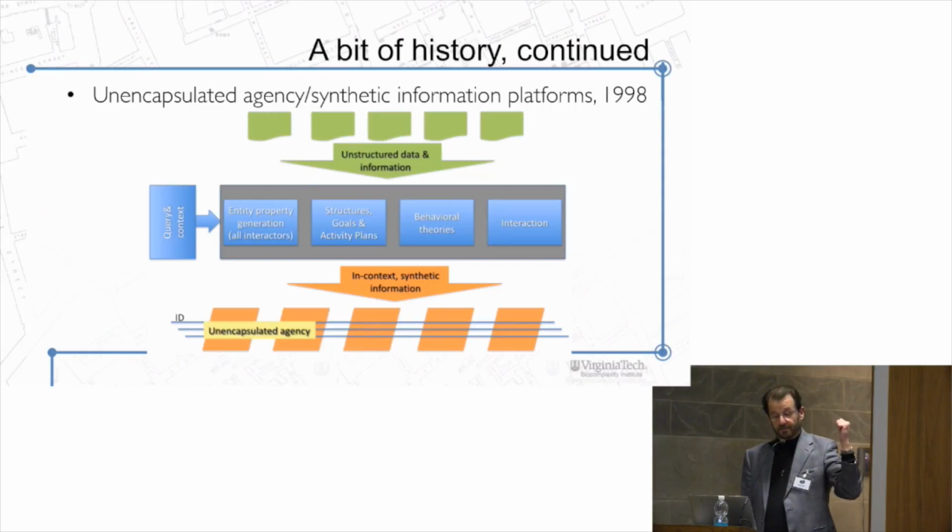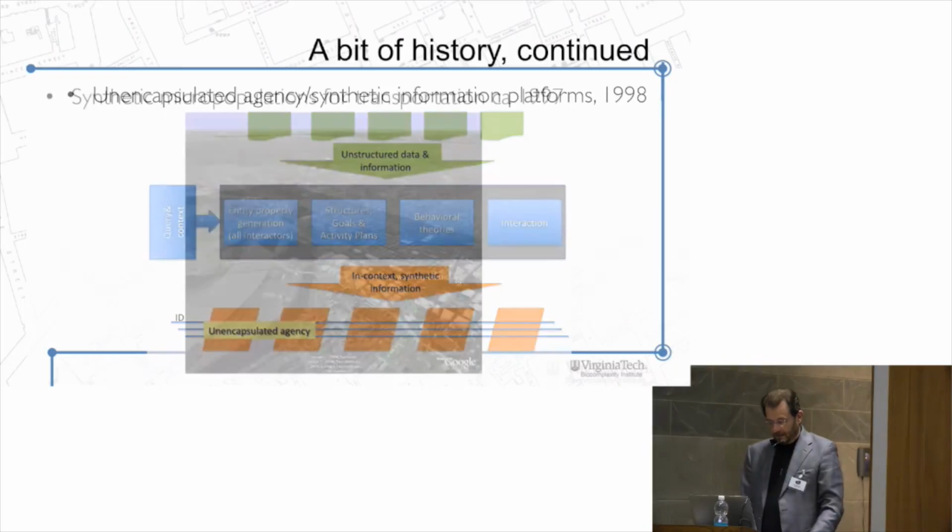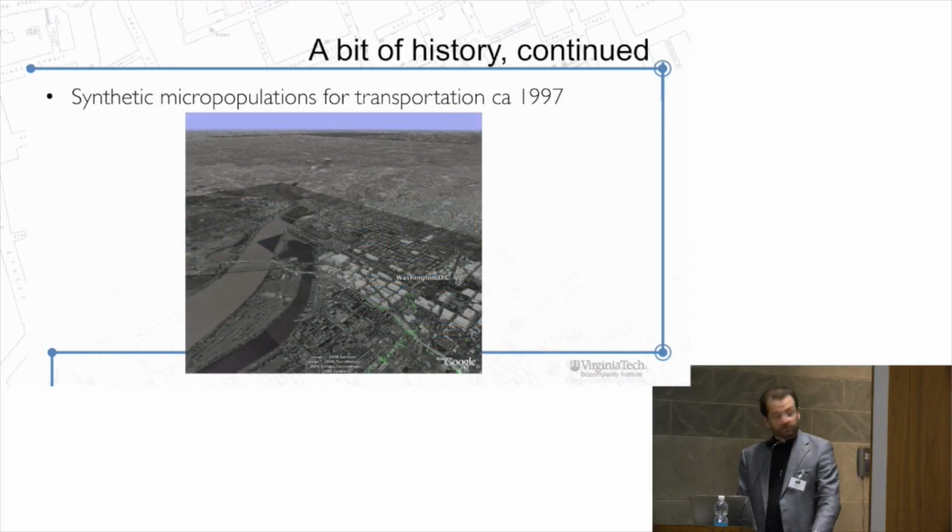And if you try and make an abstraction that is really grossly different than the way the world is, it fights back. So I'll just give you a little sense of it. Synthetic micropopulations for transportation. We're looking at urban areas. And this is, I think, D.C. or Chicago or someplace. I guess it's D.C.